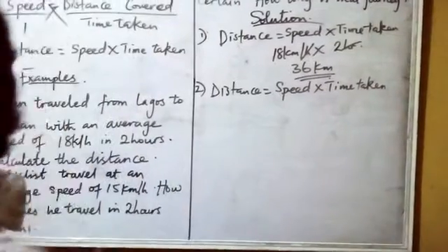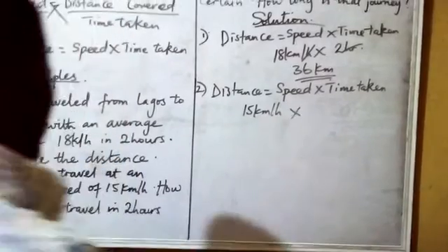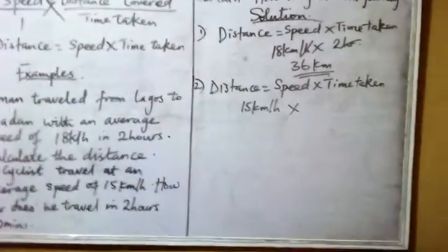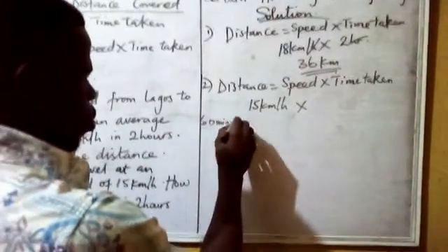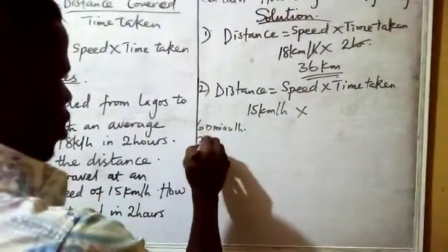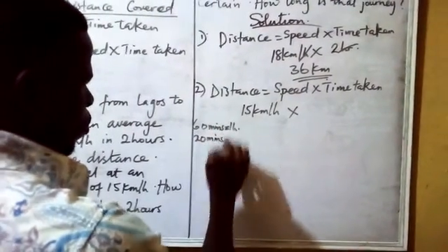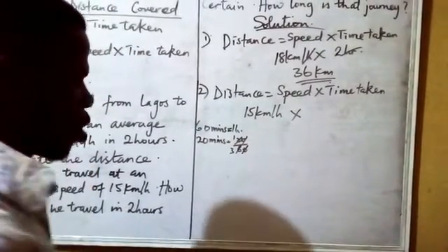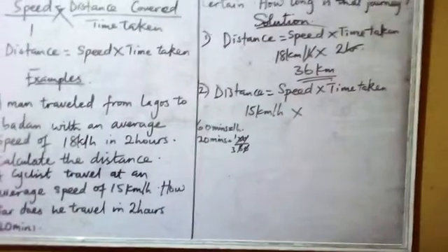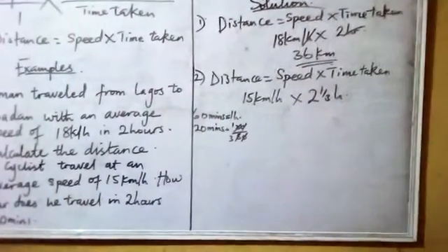Now the distance here is 15 kilometers per hour multiplied by the time. The first thing you do here is change 20 minutes to hours. 60 minutes equals 1 hour, right? Then 20 minutes equals 20 over 60. 0 eliminates 0, 2 into 2 gives 1, 2 into 6 gives 3. So we have 1 over 3 hours, that is 20 minutes. Then add it to the 2 hours, so it's 2 and 1 over 3 hours.